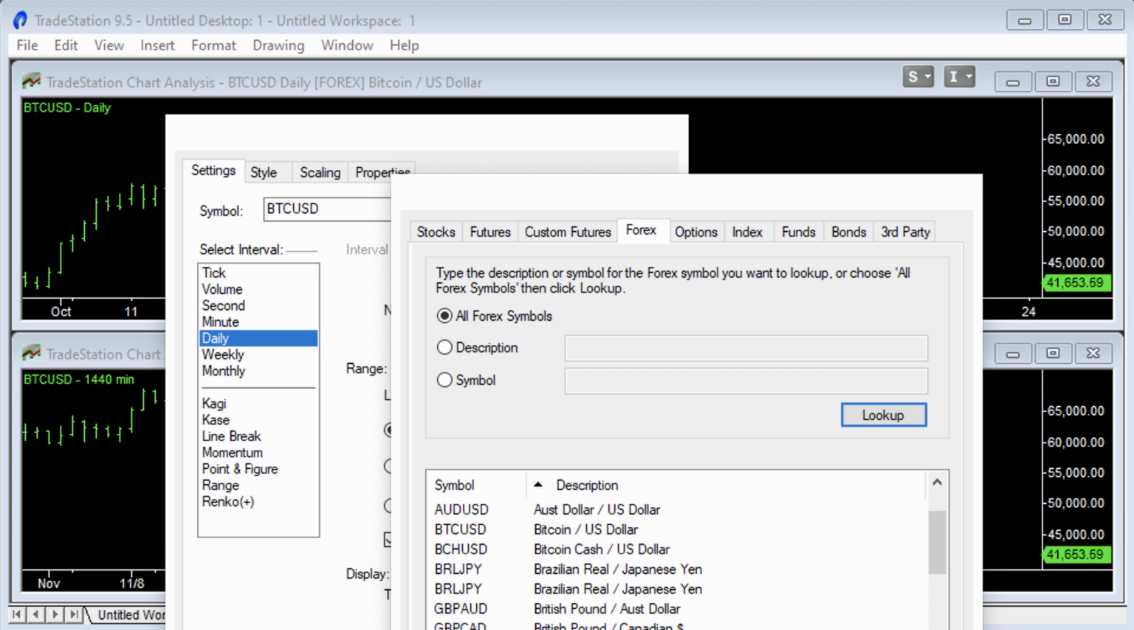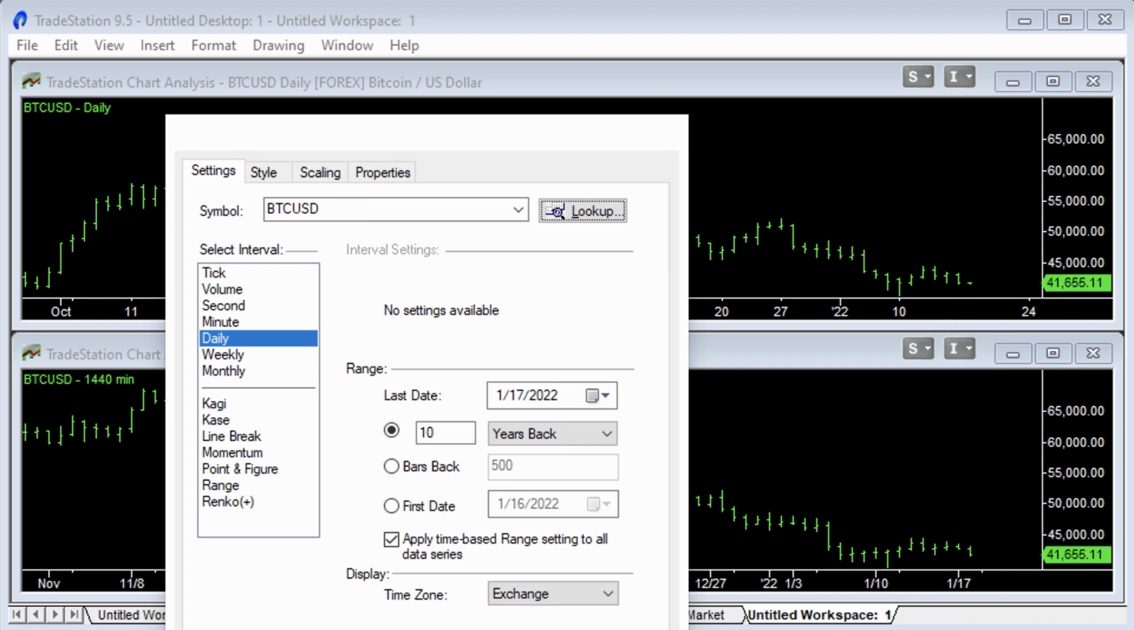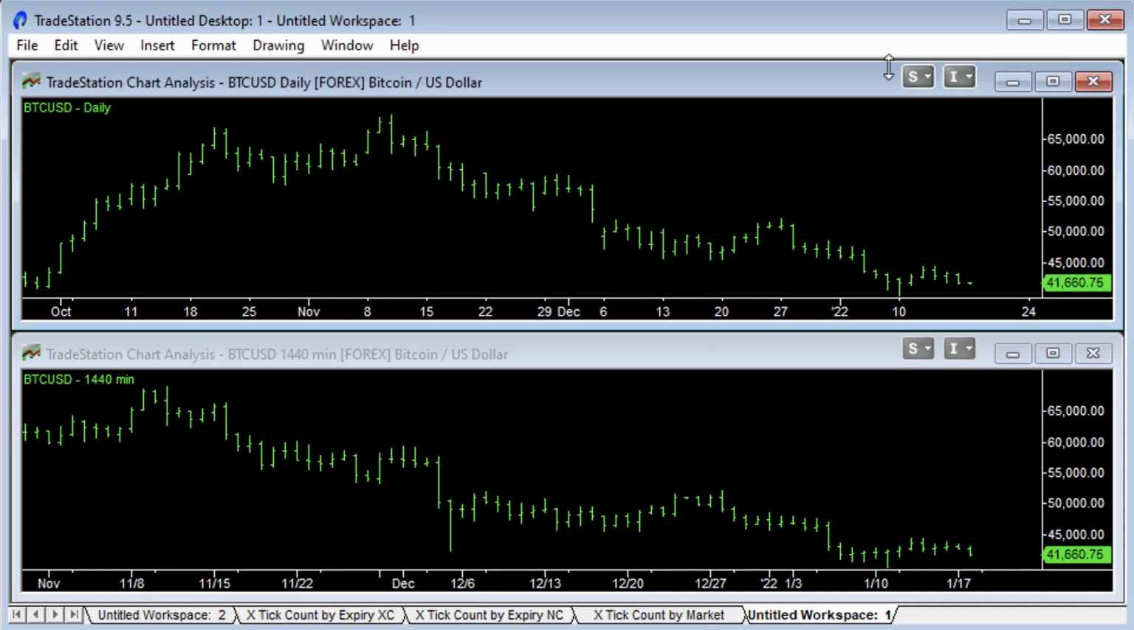But the problem I have with this is the default settings for TradeStation for those contracts, the Ethereum and the Bitcoin contracts, is that the data is not 24/7. It's only 24/6, and I'm not sure why they have done that. You can see this in this particular comparison between these two charts. This is a daily chart of that contract, BTC USD, and a 1440 minute chart. There are 1440 minutes in 24 hours, and there are different settings for these two charts.